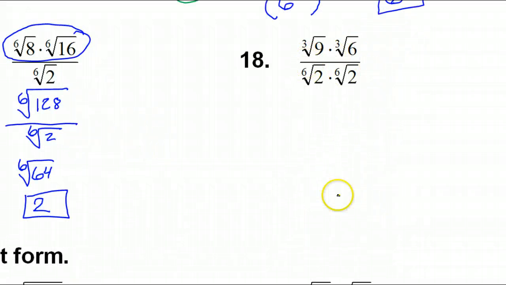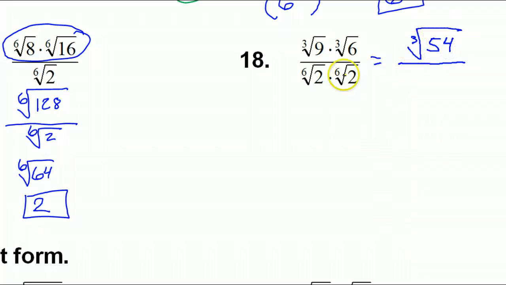All right. Number 18 is sort of a special case. Let's just dive in. Here I see that these roots are the same. So I could definitely multiply these together and get the cube root of 54. Okay? And these roots are the same, so I could definitely multiply these together and get the sixth root of 2. But that's about where it ends. At this point, these roots are not the same, so I can't divide or anything.